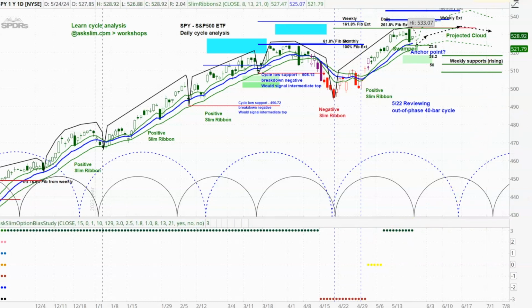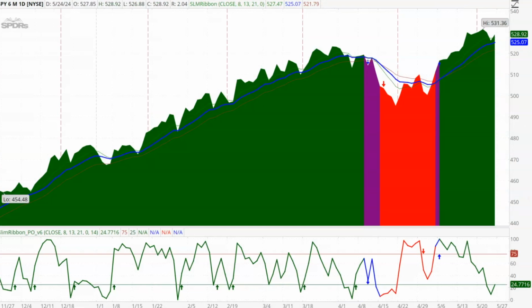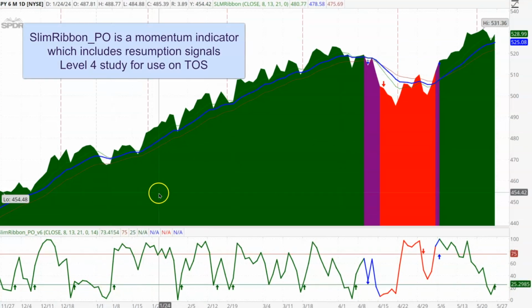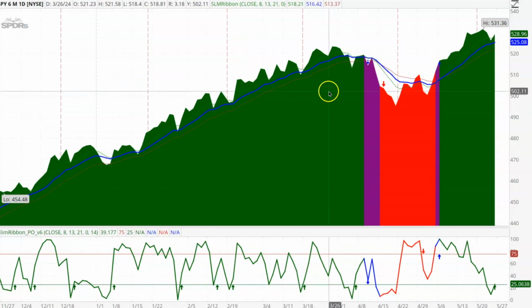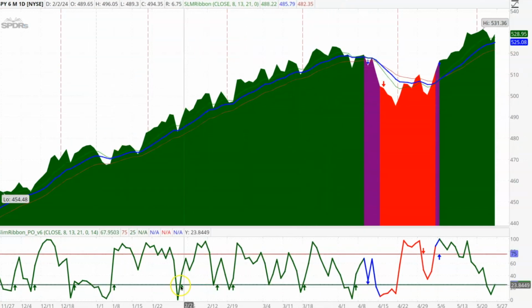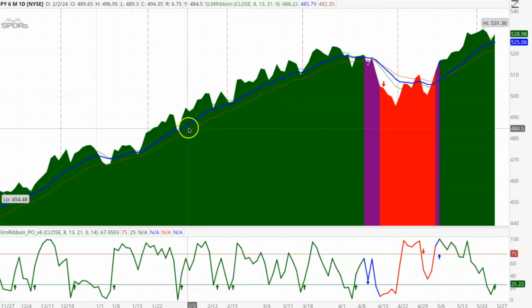Now we're going to look at the slim ribbon right over here and the slim ribbon PO. Slim ribbon PO is a fantastic indicator because it tells you not only when the slim ribbon is positively configured, and that's when it's green over here, and you could see the slim ribbon built into that, but also when it's likely that momentum will resume on the upside after some modest correction. And you can see that happened in each of these little dips in here.